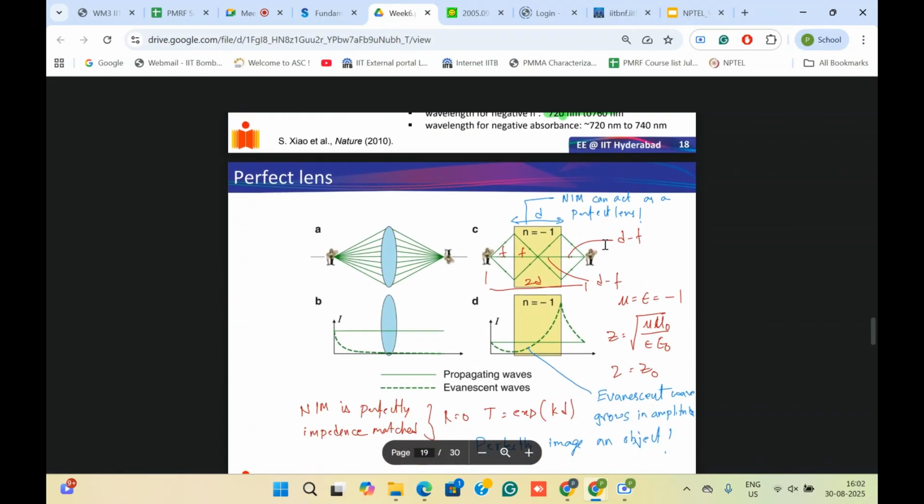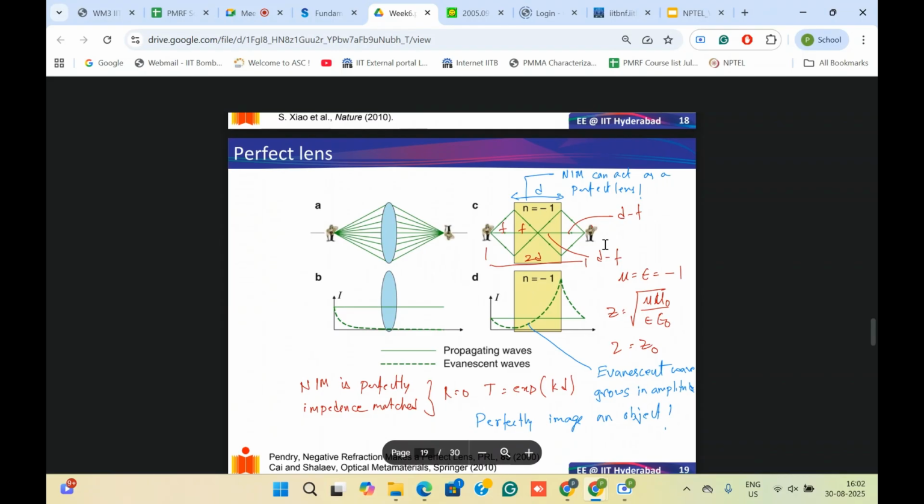So where can we use this? We can use it to fabricate perfect lenses. In the previous lecture we saw that evanescent waves decay in amplitude. But if we fabricate using such materials with negative refractive index, the evanescent wave will grow in amplitude and it will perfectly image an object at close distance.